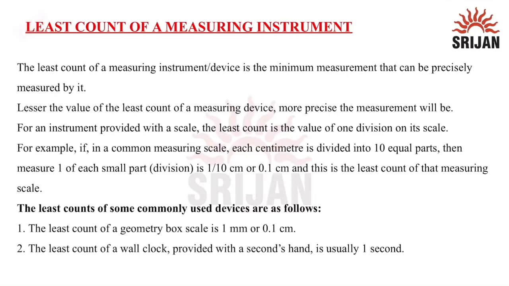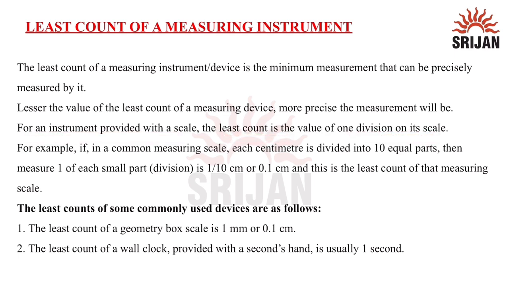In this video, we will learn about least count of measuring instruments. So the least count of a measuring instrument or a device is the minimum measurement that can be precisely measured by it. Lesser the value of the least count of a measuring device, more precise the measurement will be. For an instrument provided with a scale, the least count is the value of one division of its scale.